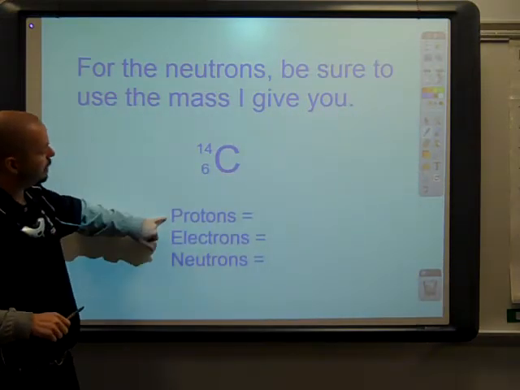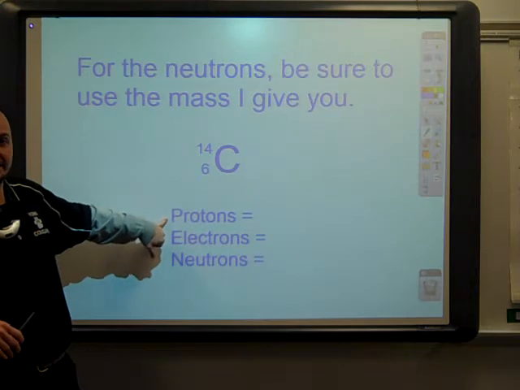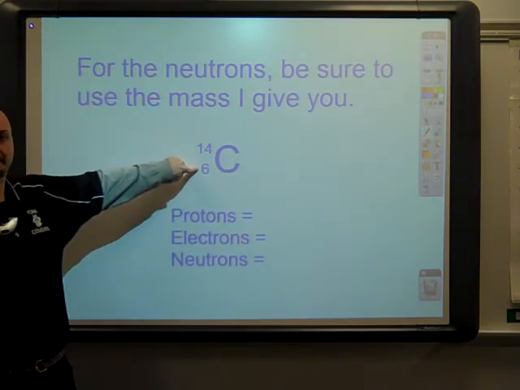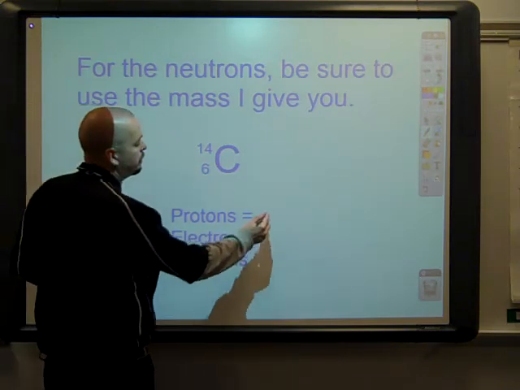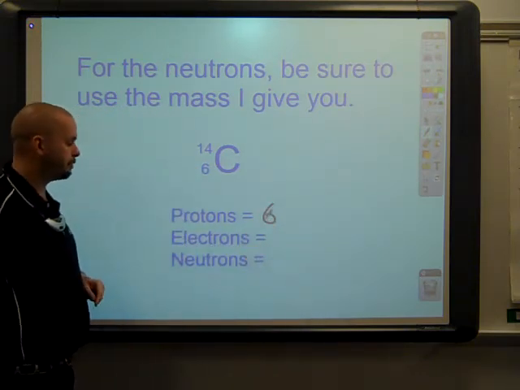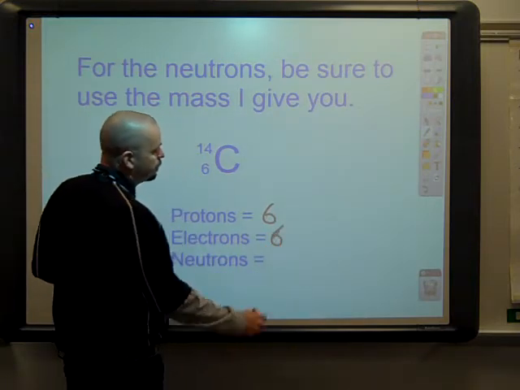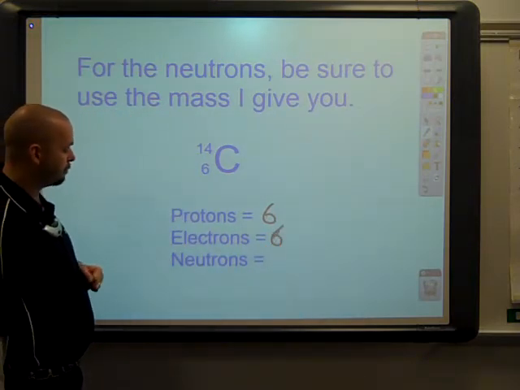This is carbon-14. To find the number of protons, all we need is the atomic number. We could go to the periodic table to get it, but it's right there, so there's no reason to. 6 protons. And electrons and protons will still be the same, so we can assume there are 6 of those. This is a neutral atom.